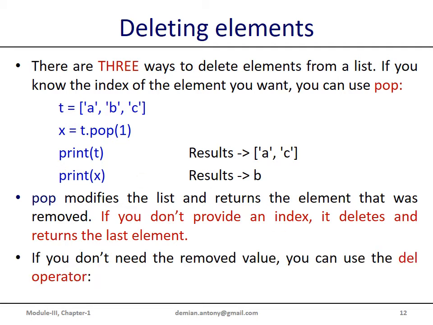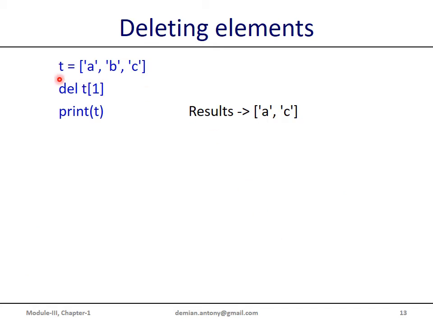The second method is the usage of delete, that is the del operator. When to use this del operator? If you don't require the removed value from the list, then use it. For example, we have a list t with three elements and I want to delete the second element, that is b. Just apply the del operator like this, del t of 1. Remember, the del operator will not return the deleted element.